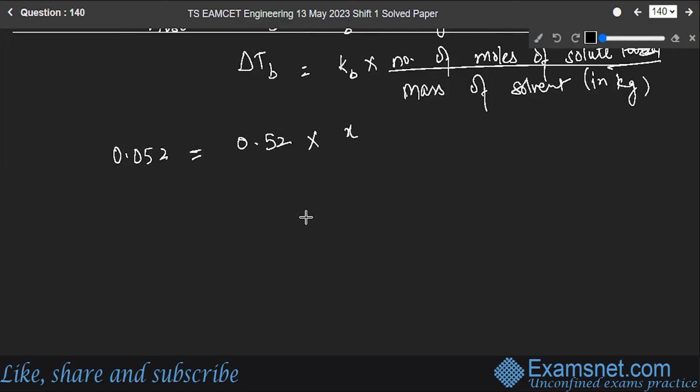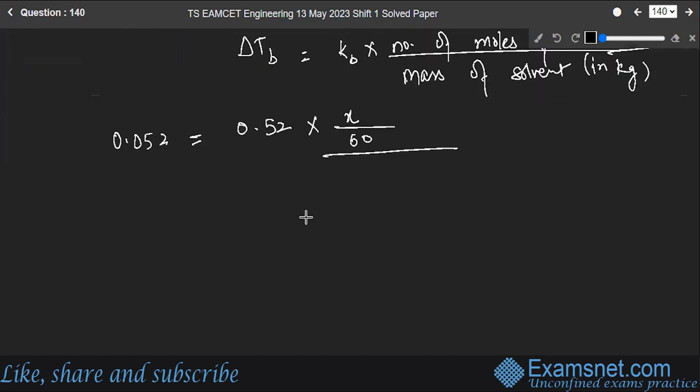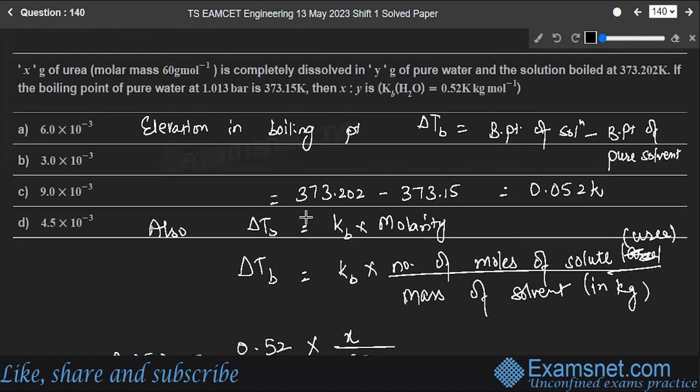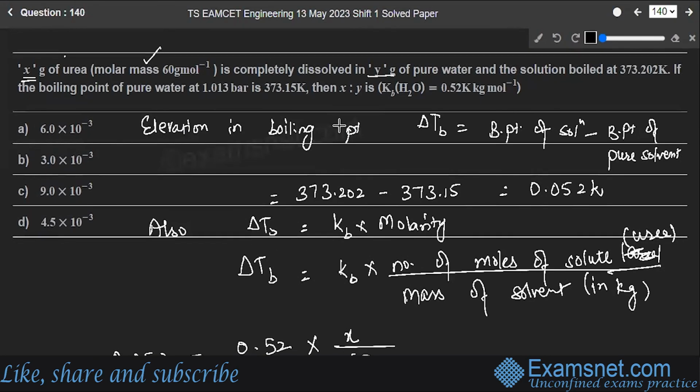Multiply. Let's say number of moles as x upon 60, because this is x gram of urea and this is the molar mass of urea. Number of moles is equal to weight upon the molar mass, and the mass of solvent, it's y gram of pure water.